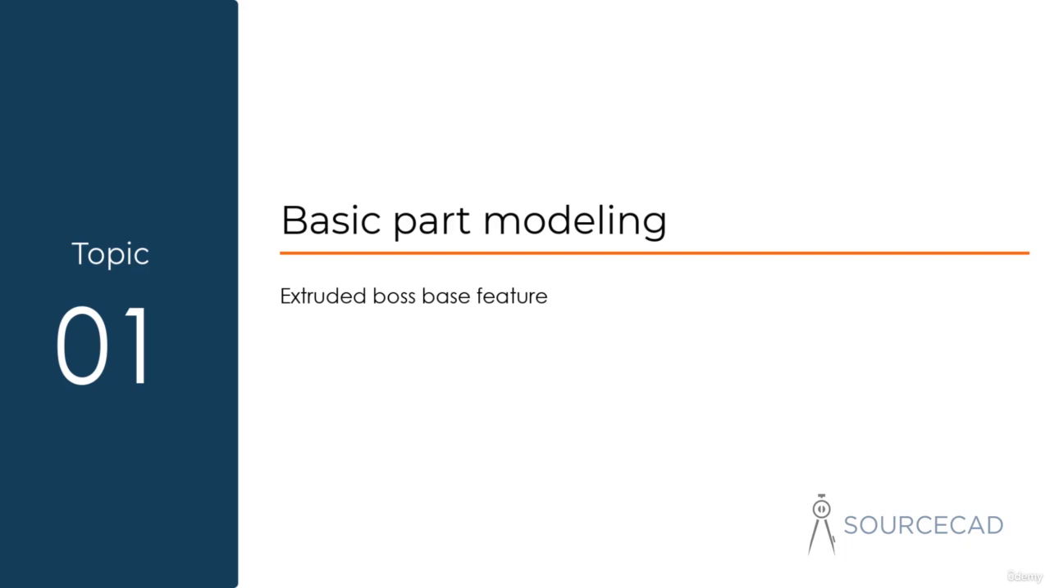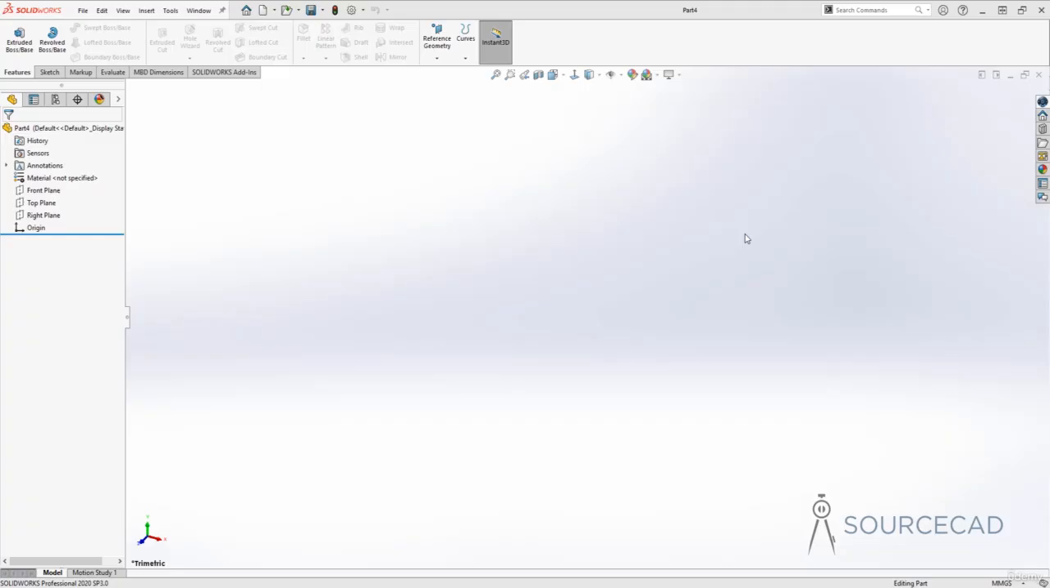So we'll start 3D modeling with the boss base feature. This is the most basic feature which you'll use very frequently for making 3D parts. Now we'll start basically with sketches and then we'll convert it using the boss base feature into 3D.